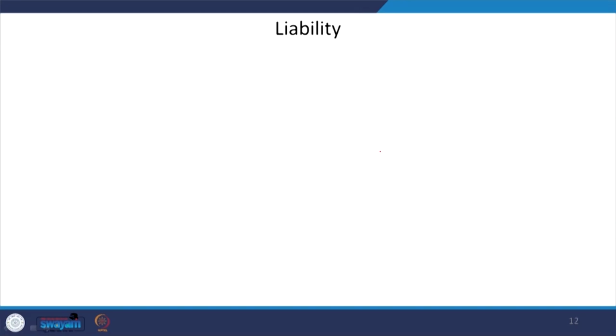Okay. So, now let us talk about the last method under this trading, that is liability. What is liability? Here the basic argument of liability is that if you are doing any kind of harm to someone, then obviously you have to pay for the damage that you are causing. That means you have to compensate that person for the damage you have caused.